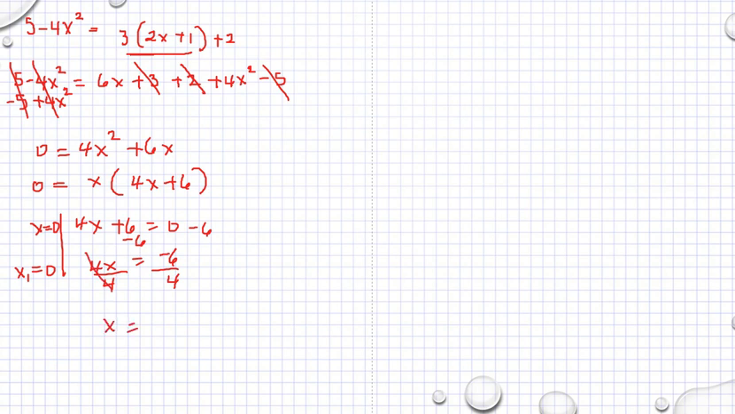Then we have x is equal to negative... If we divide the numerator and denominator by 2, then we have negative 3 halves, or negative 1.5. I live in Sweden, we use the comma. So we have negative 1.5. Okay? More examples.